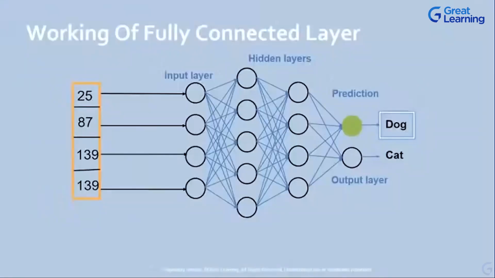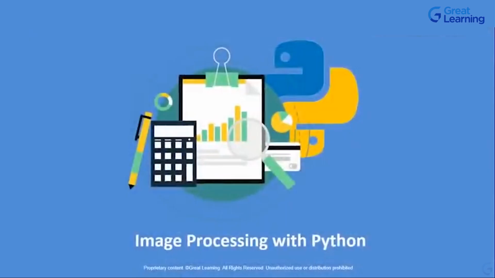Now let's have a look at the fully connected layer. You can see whatever input I have, that is 25, 87, 139, 139. Why are we making the data into a 1D array? This is the basic thing: when you actually want to process your image, your array should be a 1D array. You will be clear after seeing the code. If we don't flatten my data, it will not take your input. Okay, fine. Now let's have a look at our demo part.